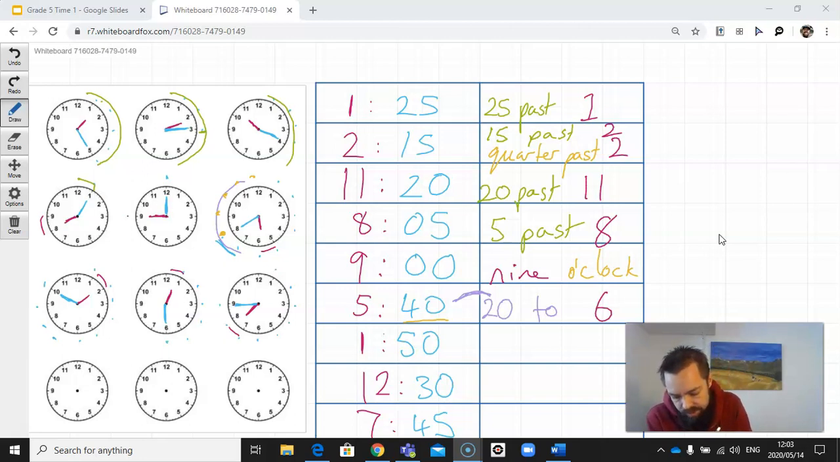Looking at the next one, which is also in the second half with the minutes. The hour after 1 is 2, so it's something to 2. Let's see how many minutes it is. It's 5, 10 minutes. So it's 10 to 2. And again, you'll notice that if you add those two together, you get 60.